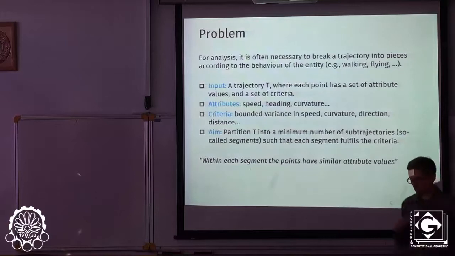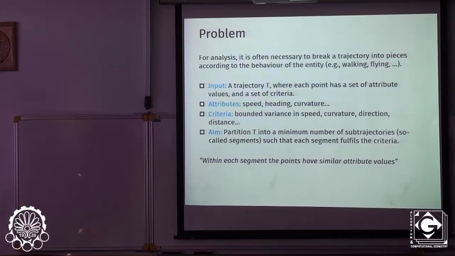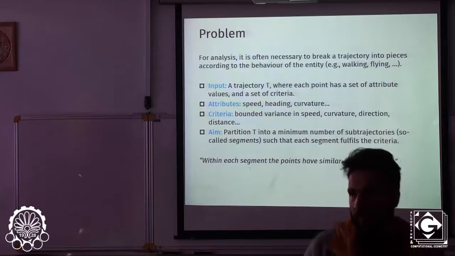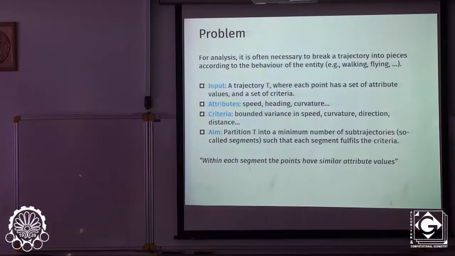From an algorithmic perspective, the input is a trajectory, and it might have not only the geometry but also additional attribute values like speed, heading, and so on. And now we have a set of criteria, and for instance, we could say that within one segment, so within one part of our segmentation, I would like to have a bounded variance in speed or curvature or direction of flight. The algorithmic goal is to partition the trajectory into sub-trajectories in such a way that the number of parts is minimized. So we want to segment into as few parts as possible while making sure that every part fulfills the criteria. You can also see it as trying to maximize the length of the segments while fulfilling the criteria. But from the global perspective, that means you want to minimize the number of segments.